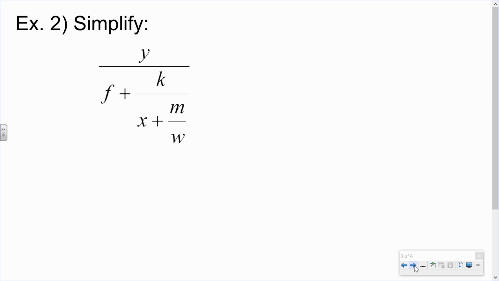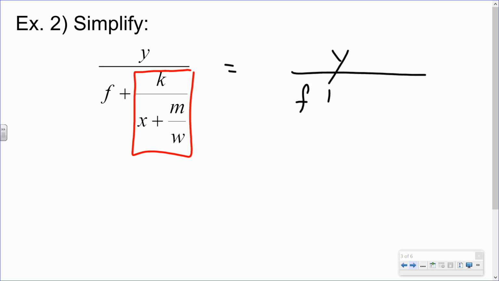Harder because this doesn't just have a fraction inside of the fraction somewhere. It has a complex fraction inside of the fraction. So what we're going to do is we're going to use that method just for what I've put the red box around. Then we'll do it again to simplify the whole thing. So for right now, we are going to leave the y in the numerator and the f plus in the denominator just like they are.